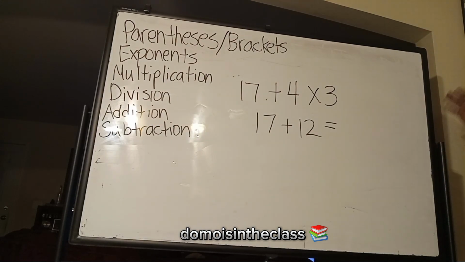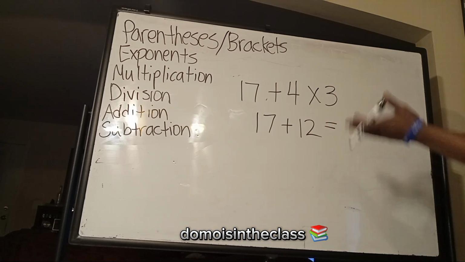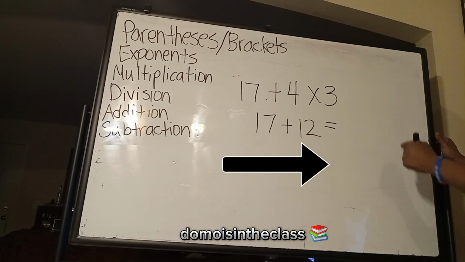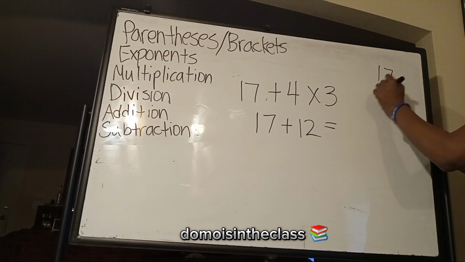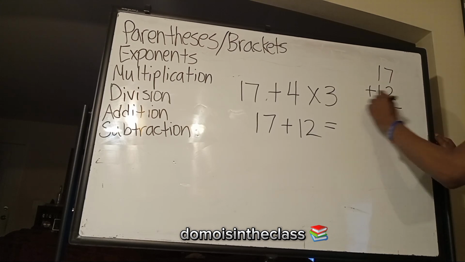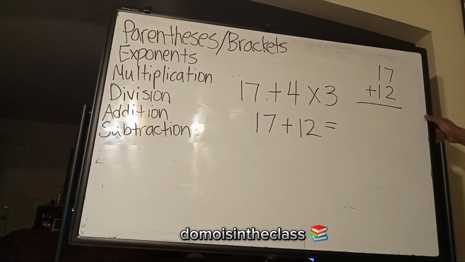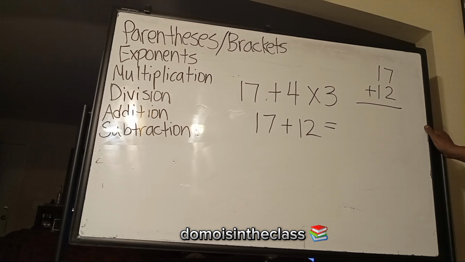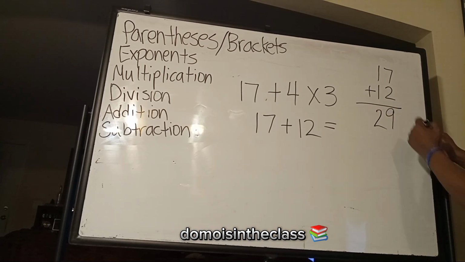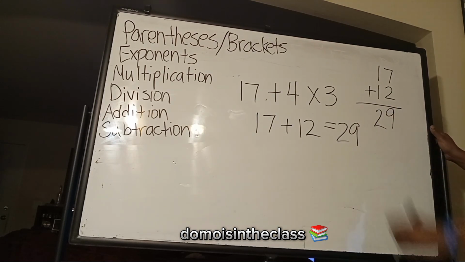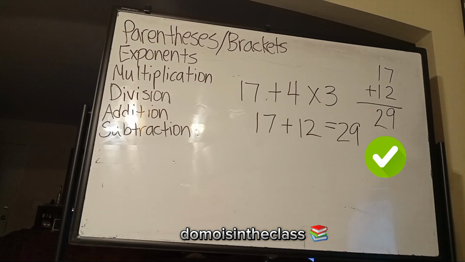Now, it might not be easy for everyone to do it horizontal, so I'll write it vertical. So 17 plus the 12, so you can see it much easier. 7 plus 2 is 9. There we go. And 1 plus 1 equals 2. So we get an answer of 29. Great job.